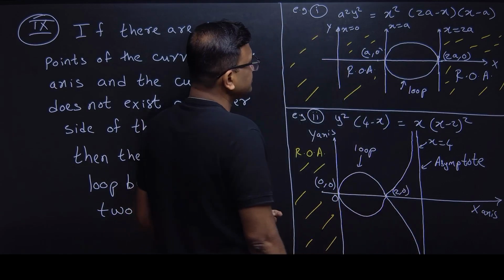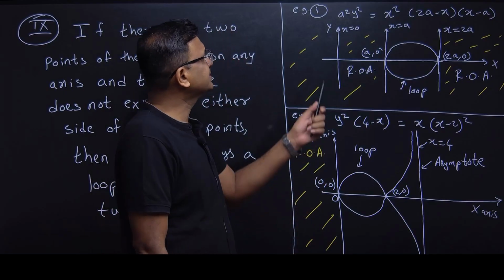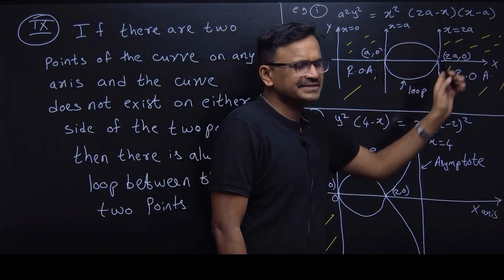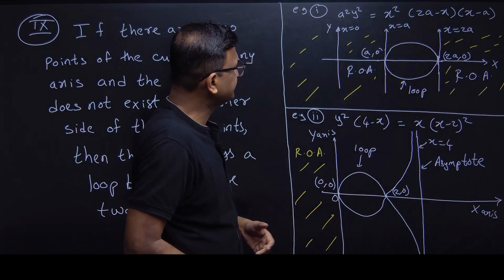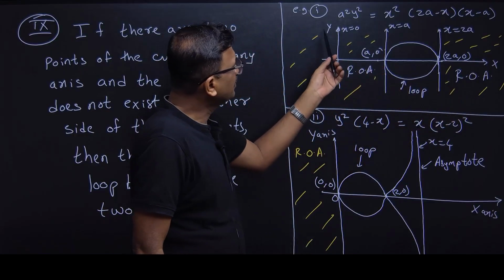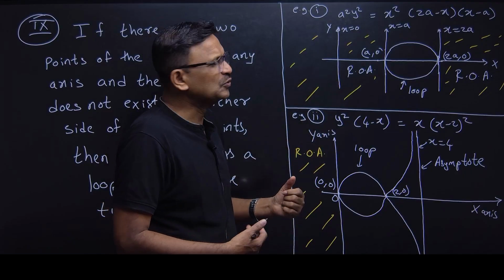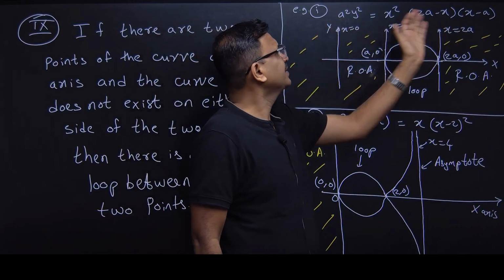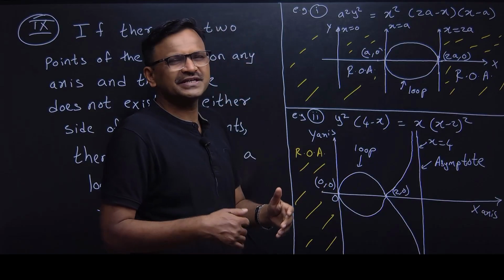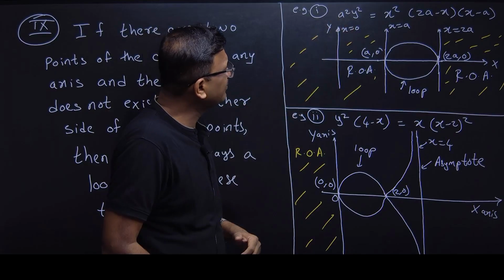Now, for example, if you consider this example, a square y square is x square into bracket 2a minus x into x minus a. Suppose we are just trying to see where we get a loop. Suppose we have checked the symmetry, we know that it is symmetric about x axis because there are only even powers of y.